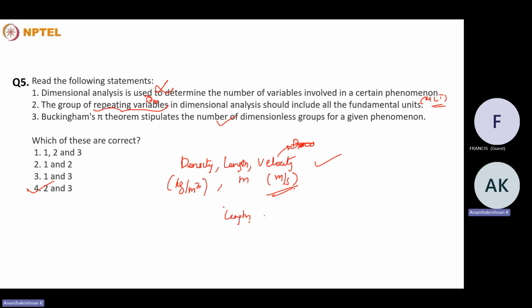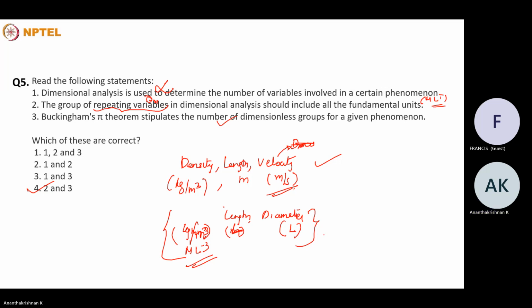This is wrong, because if the third unit is diameter, the characteristic dimension is length, and diameter also is length, and this particular unit is kilogram per meter cube, that is mass into length power minus 3. So there is no presence of time in these units. So we can't take a set of repeating variables in such a way that at least one fundamental unit is not there. So this is a wrong case. The repeating variables should be taken in such a way that the presence of the fundamental units must be there in some form or the other in all the three combined together.